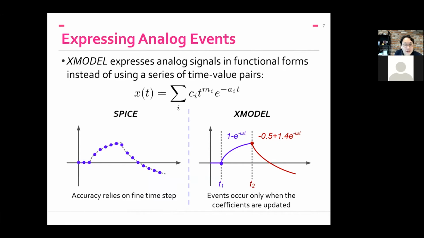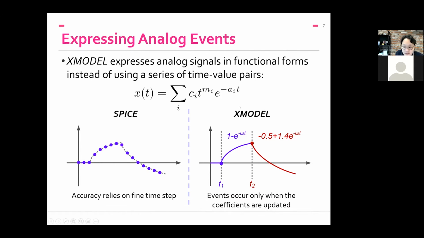So the key lies in the way we express analog signal. Instead of using a set of points to describe this continuous time waveform, Xmodel uses a functional expression, which is this equation form shown on the slide. And whenever there is an event, we update this functional expression to describe how this waveform changes over time. So each event is not just a value at a given point. It's really a functional equation describing how the signal changes over time. And you don't have to generate new events if that expression is valid.